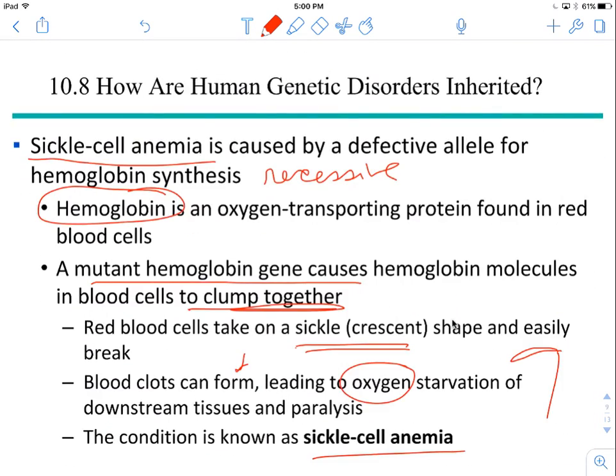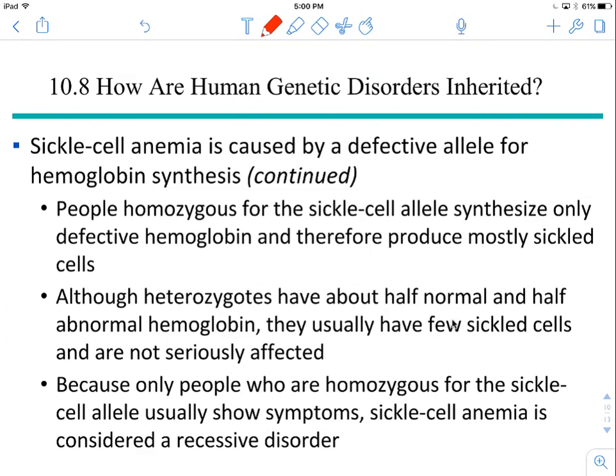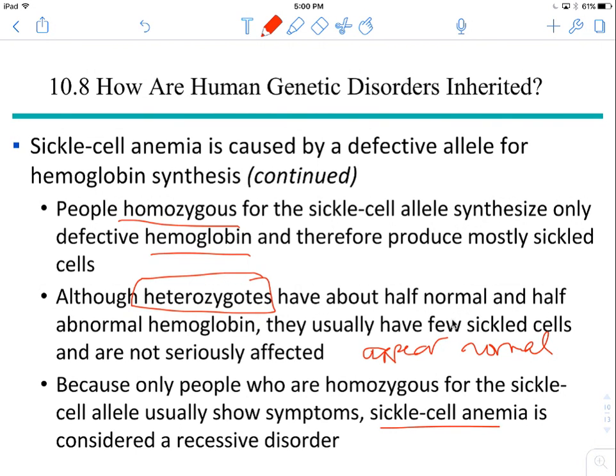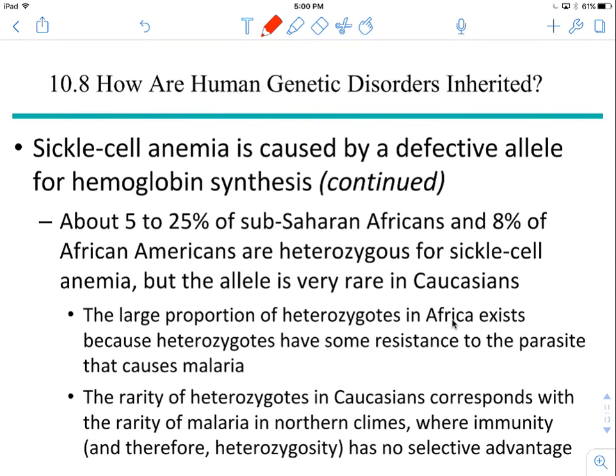Okay, so let's talk about sickle cell anemia. People who are homozygous for the sickle cell gene have only defective hemoglobin and produce the most sickled cells. Heterozygotes have about half normal and half abnormal hemoglobin. So they have a few sickled cells, but they're not seriously affected, so they appear normal. So sickle cell anemia is therefore considered a recessive disorder.